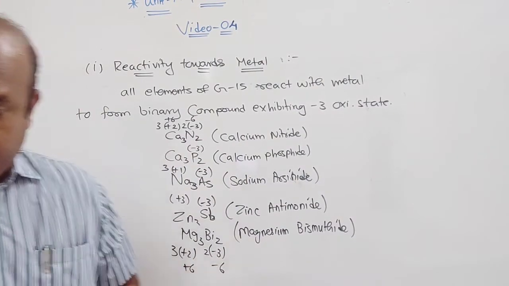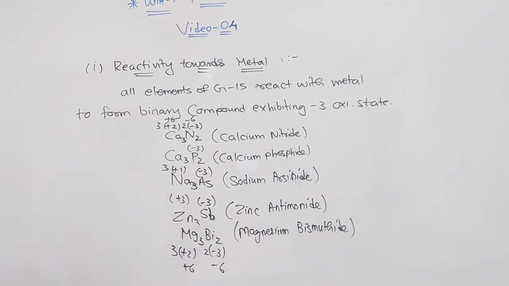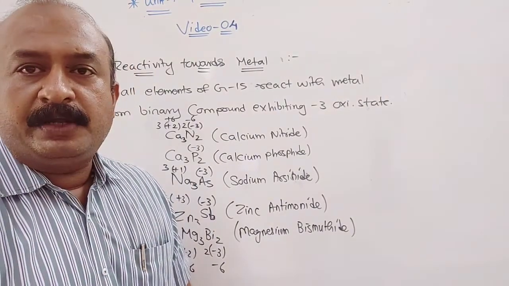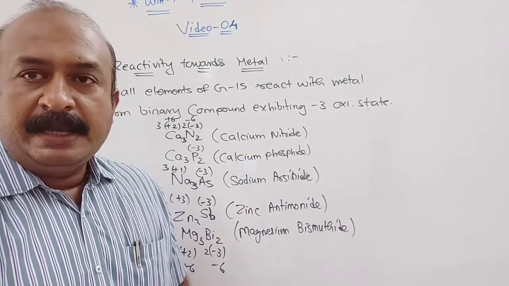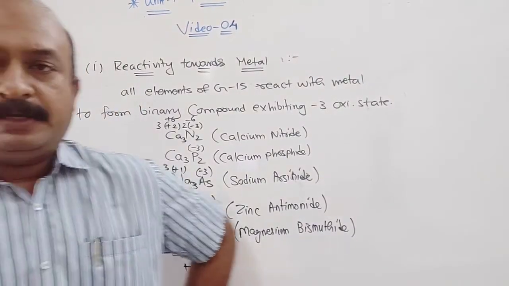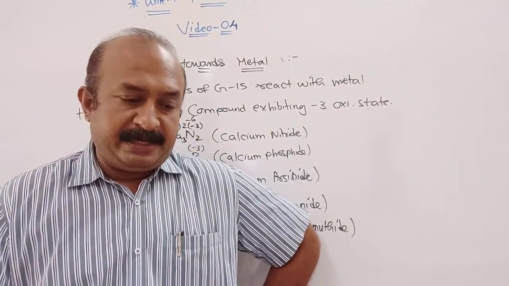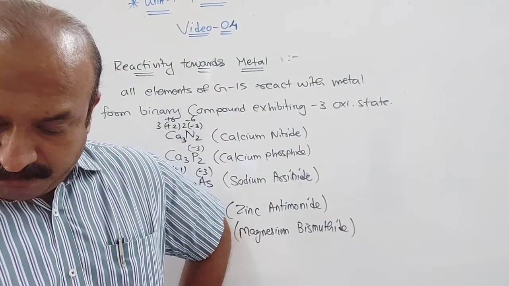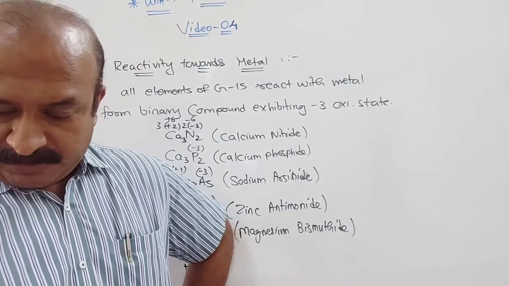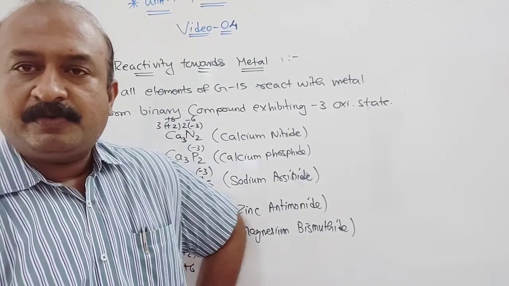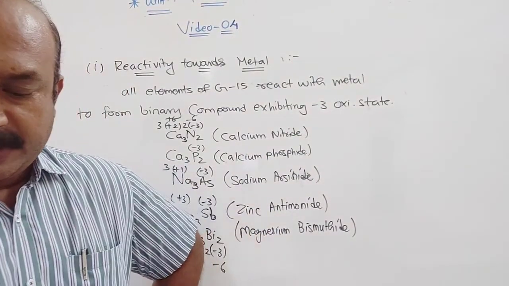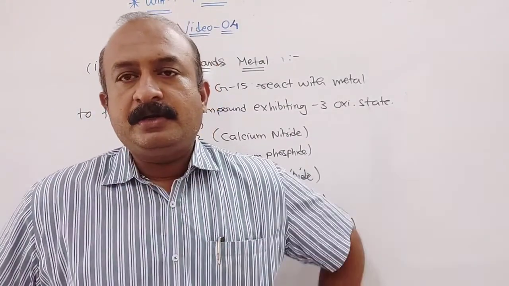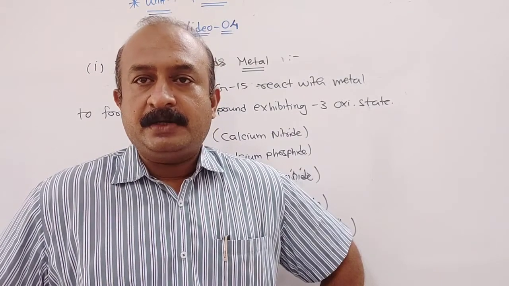Understood this part? This is the reactivity with metals: they form binary compounds exhibiting -3 oxidation state. Here we come to the end of the chemical properties. Next time we will discuss the preparation of dinitrogen in our next video. Then the preparation of ammonia, oxides of nitrogen, nitric acid, and many other things. One by one we will discuss following your textbook topics, in the same pattern given in your textbook.